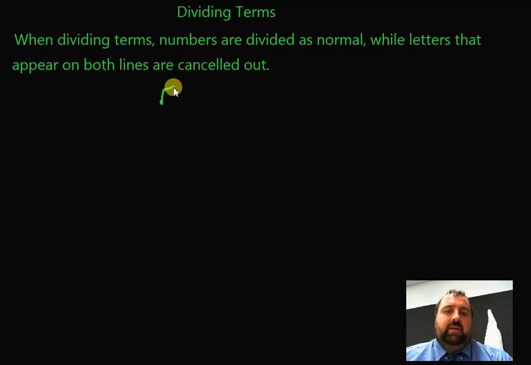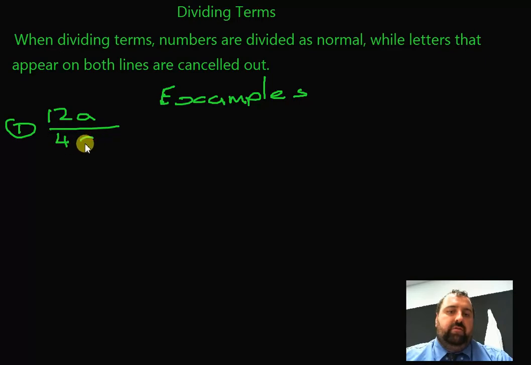So yet again, let's have a look at some examples. For example 1, I'm going to do 12a over 4a. Alright, so 12 over 4, we know that 12 over 4 divides to give 3. And then the a's, because there's an a on the top line and the bottom line, they actually just cancel each other out. So the a's completely disappear. In this case, our answer would actually be 3.